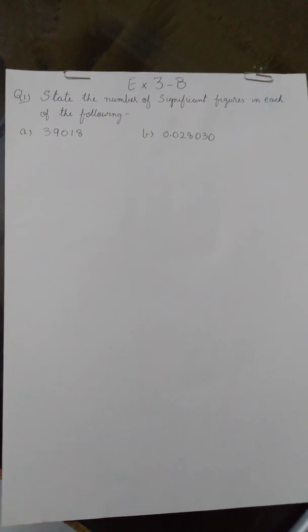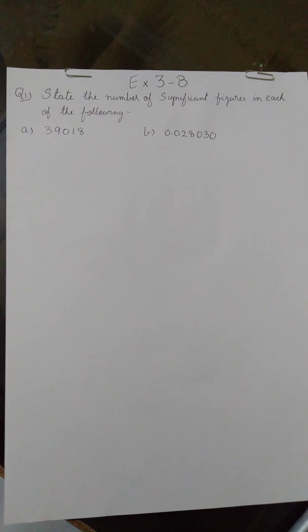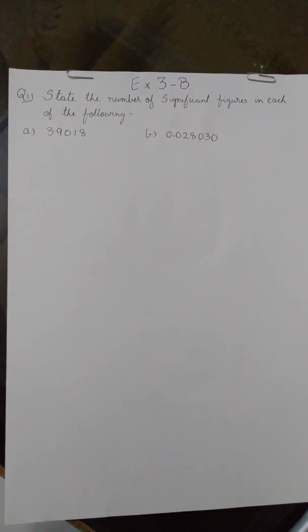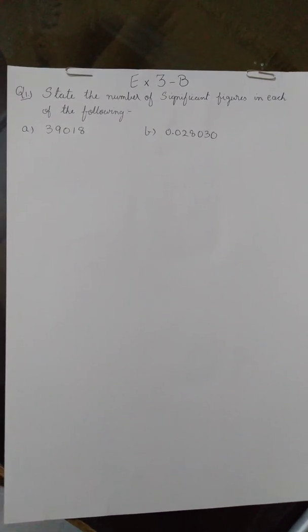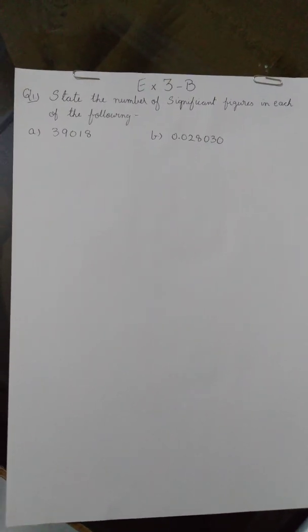Here we have exercise 3b. 3a was done previously, so we have now moved on to 3b. Question number 1 says: state the number of significant figures in each of the following. So we have to find the significant figures.